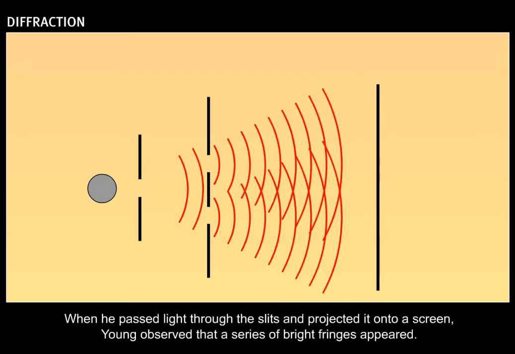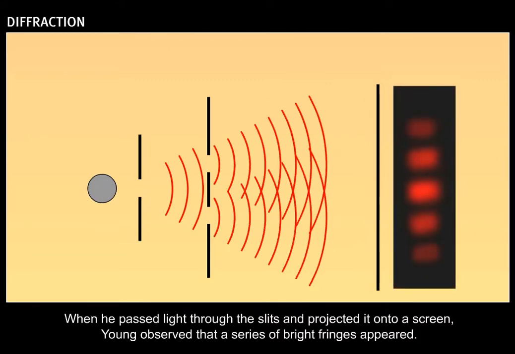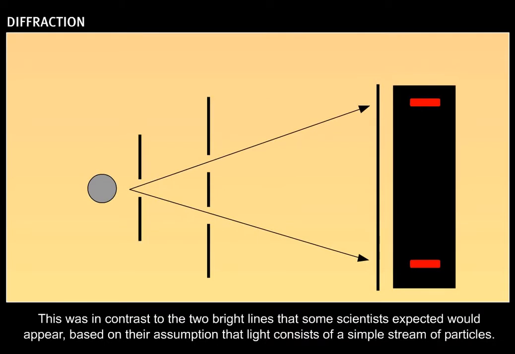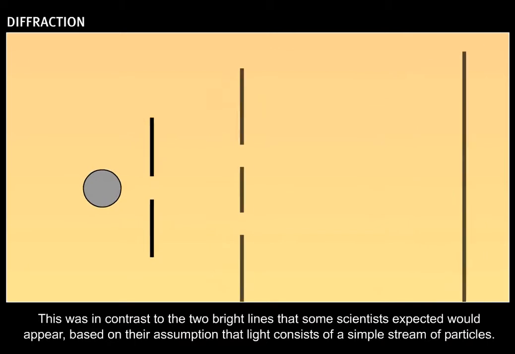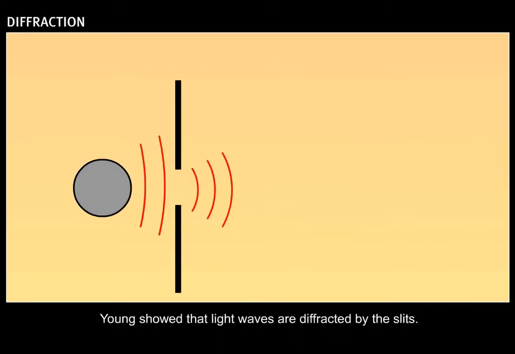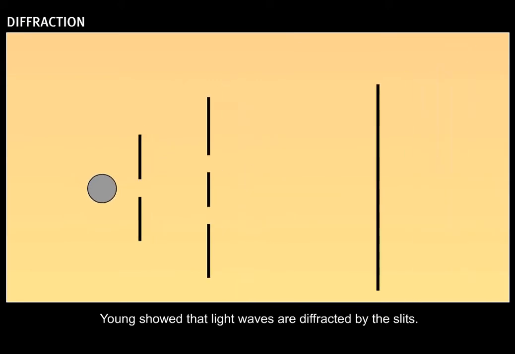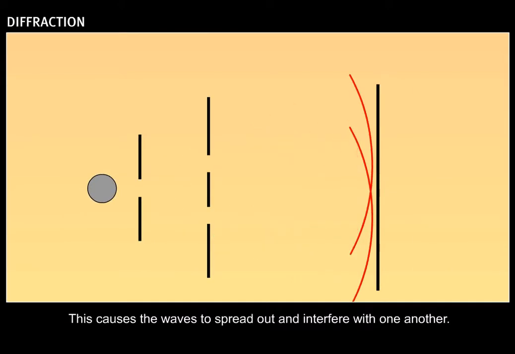When he passed light through the slits and projected it onto a screen, Young observed that a series of bright fringes appeared. This was in contrast to the two bright lines that some scientists expected would appear based on their assumption that light consists of a simple stream of particles. Young showed that light waves are diffracted by the slits. This causes the waves to spread out and interfere with one another.